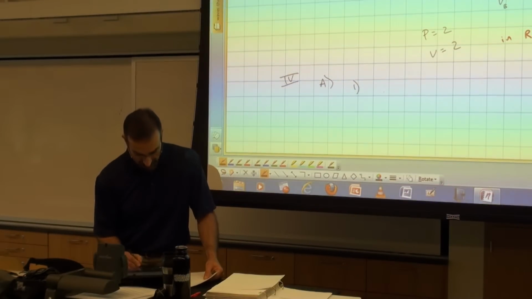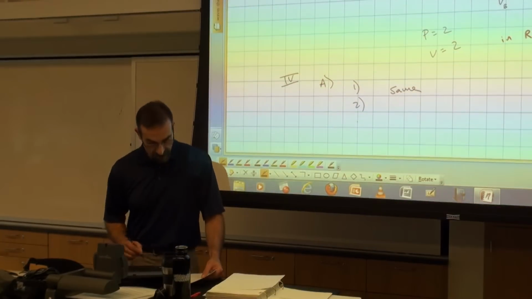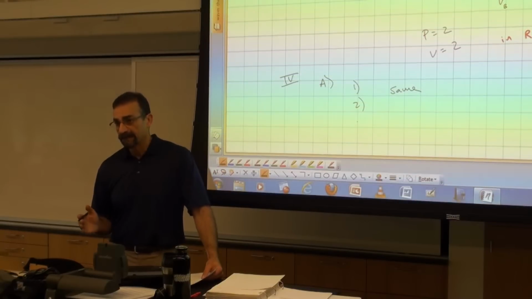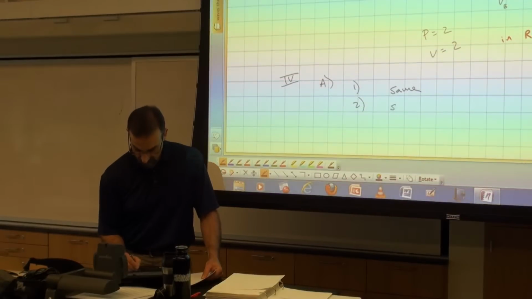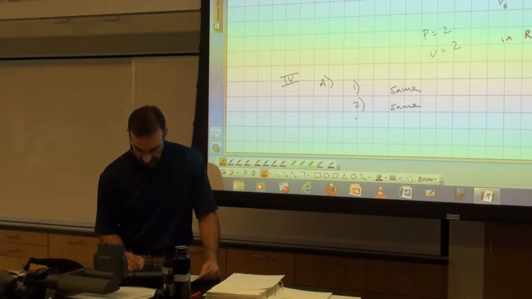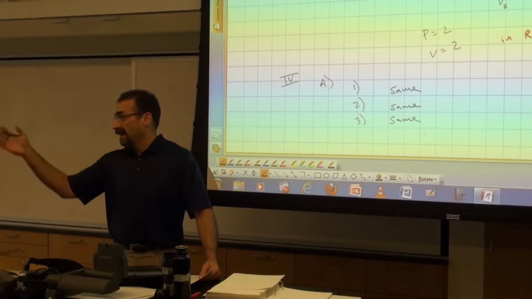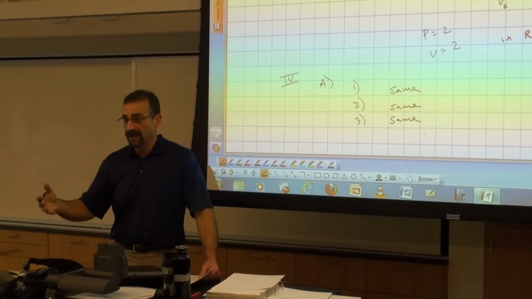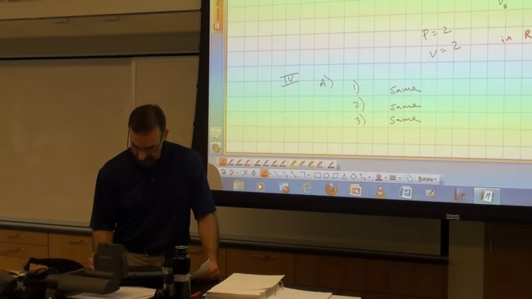Same, right? The pistons are at the same height. Compare the temperatures. Same, they've both been in the same room for a long time. Compare the pressures. Same, because the pistons weigh the same and the atmospheric pressure is the same, so the internal pressure has to be the same. Compare the number of moles.